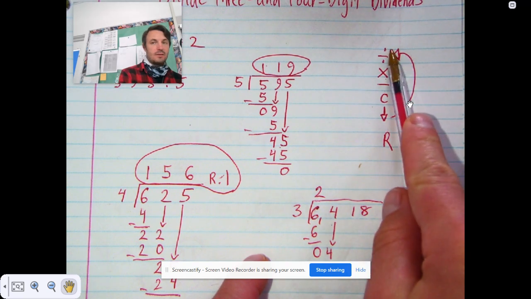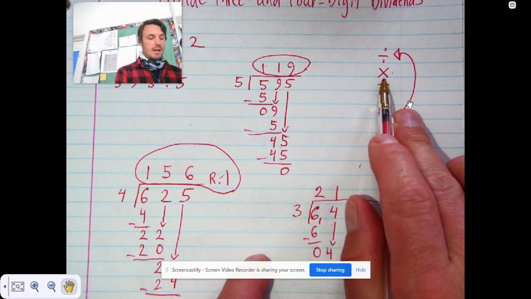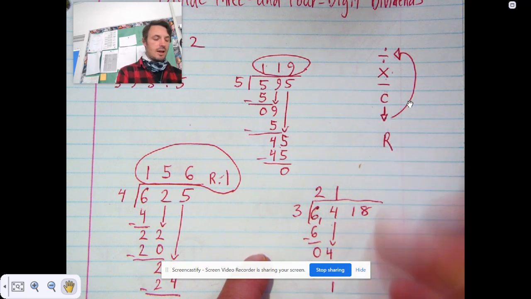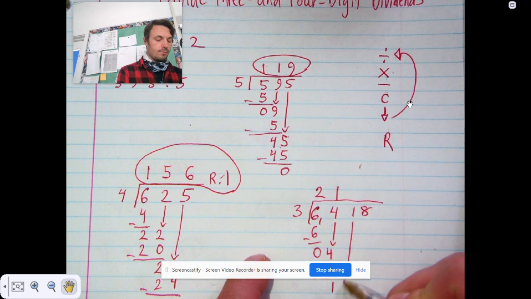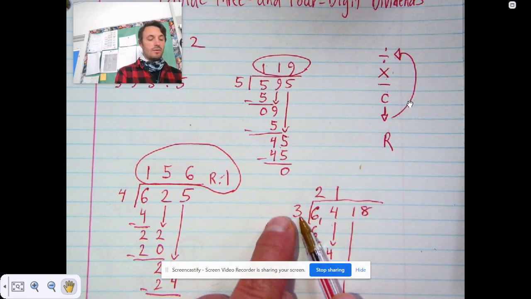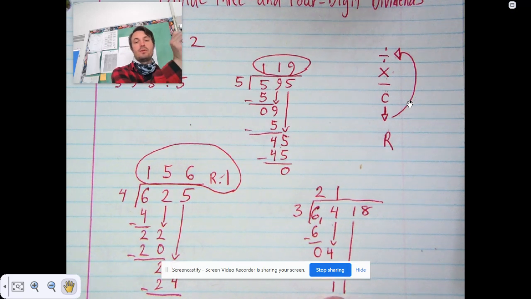Now we go back to divide. We divide 3 into 4. 3 can fit into 4 1 time. Now we multiply. 1 times 3 is 3. Subtract. 4 minus 3 is 1. Compare. 1 is smaller than 3. Bring down. We go back to divide. 3 can fit into 11. We divide 3 into 11. How many times can 3 fit into 11? Well, 3 times 3 is 9. 3 times 4 is 12.